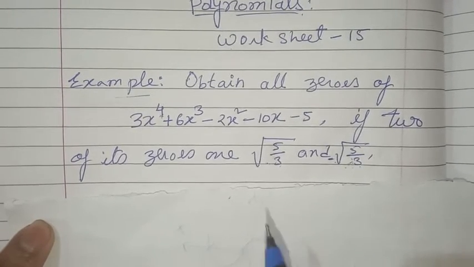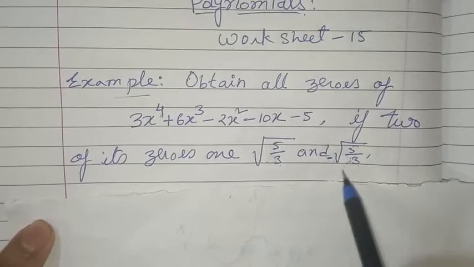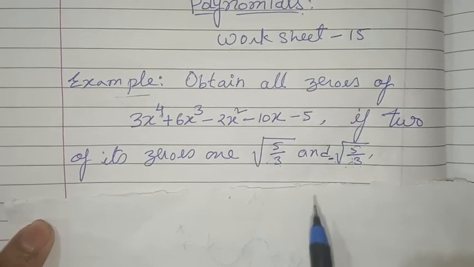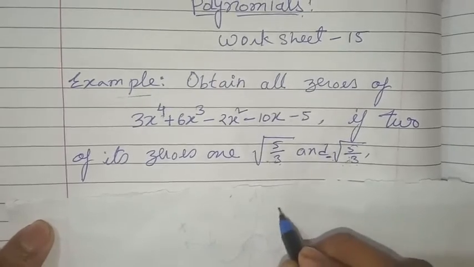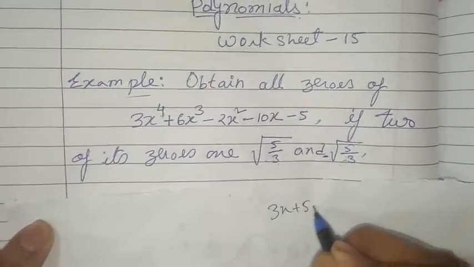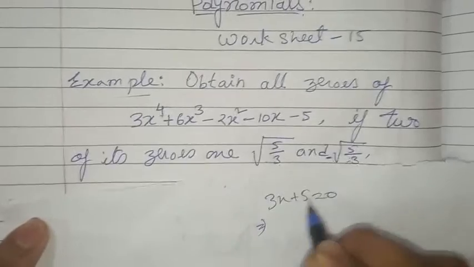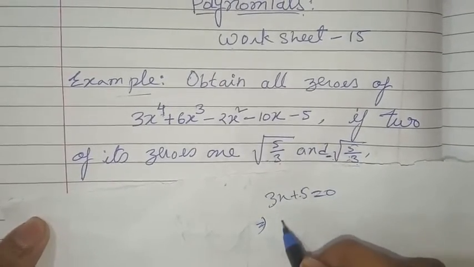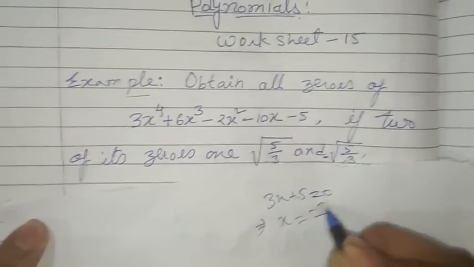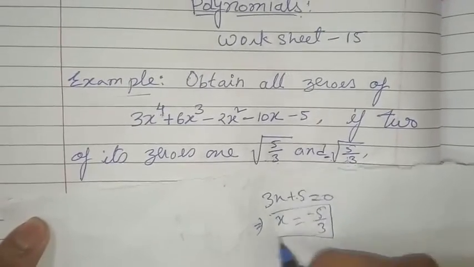Before I begin how to find the other 2 zeros, let me give you a basic concept. What is a zero of a polynomial? Suppose you take a polynomial 3x + 5. You have to equate it to 0 to get its zeros. So x equals -5/3. This is the zero of this polynomial.